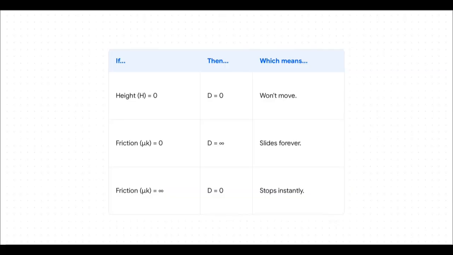And this is where it gets really cool, when we push our formula to the absolute extremes. What if the height is 0? Well, the distance is 0. It doesn't move. Makes sense. What if there's no friction? Well, our formula says the distance is infinite. The block would just slide forever. And what if friction was somehow infinite? It would stop instantly. Our formula holds up in every single crazy scenario we can throw at it.